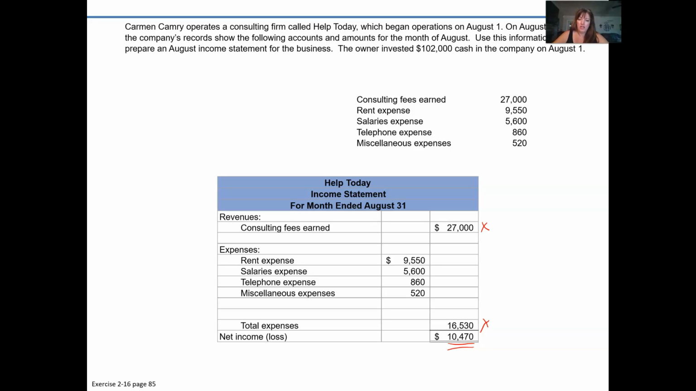Another thing that you want to make sure that you do when you work with financial statements is you put the dollar signs in the appropriate places. Dollar signs will go in the first time a number is listed in a column, and then your grand total at the end. This $10,470 is going to be used in the statement of owner's equity. That's why you have to do your income statement before you do your statement of owner's equity.